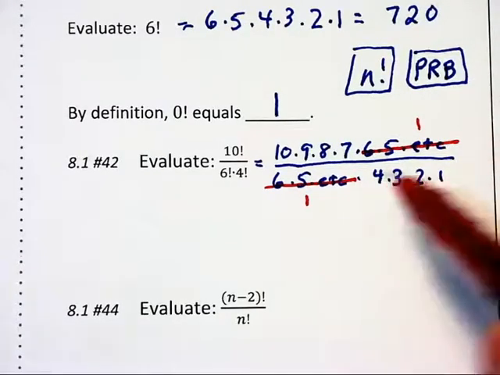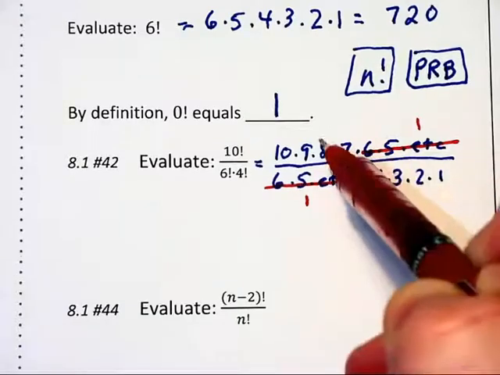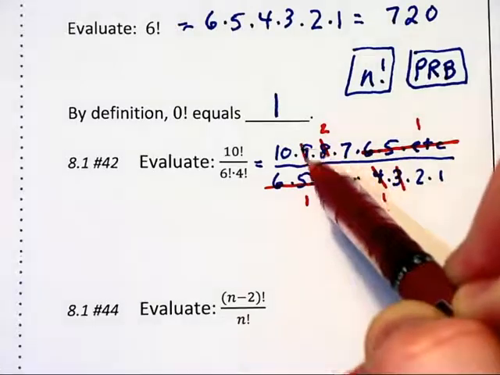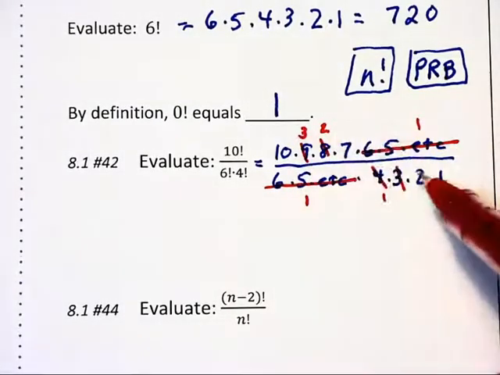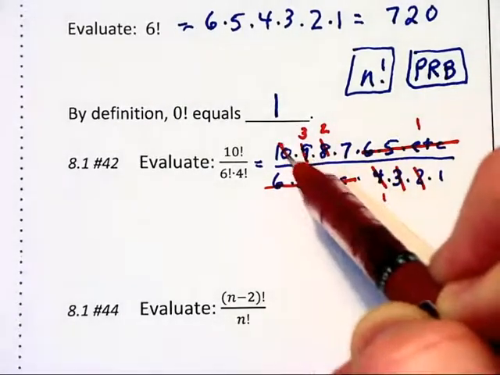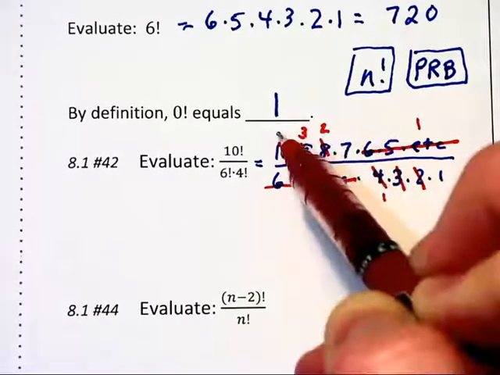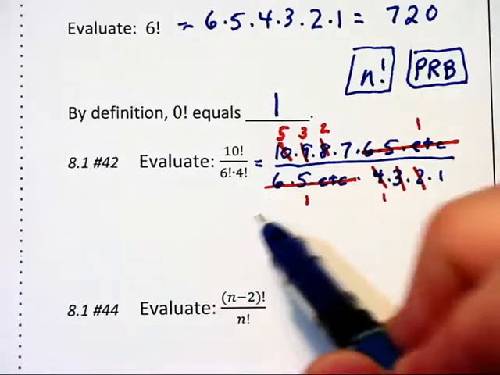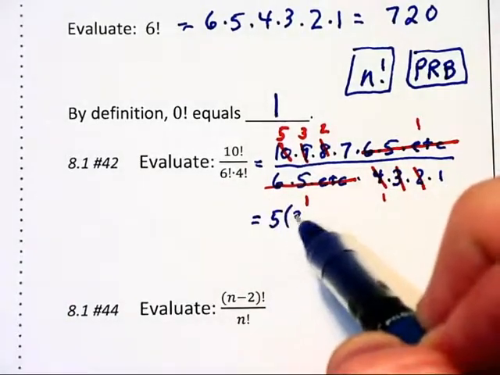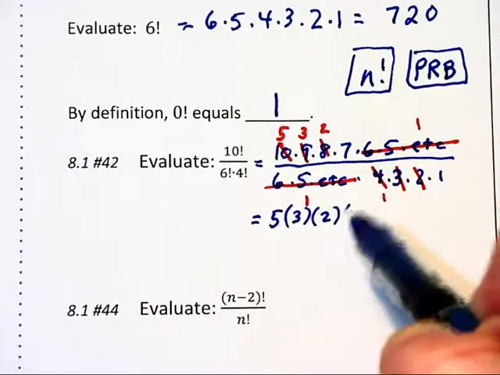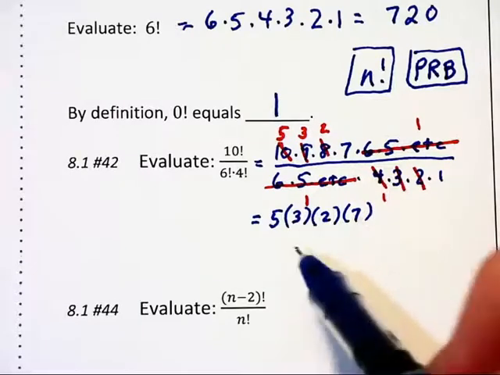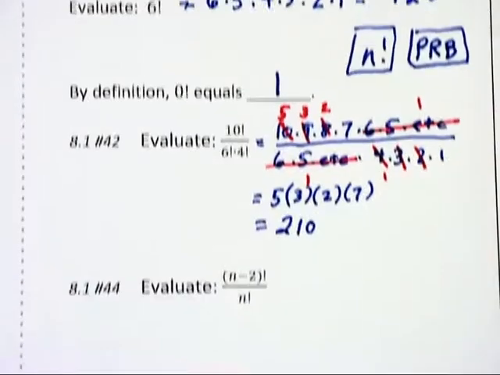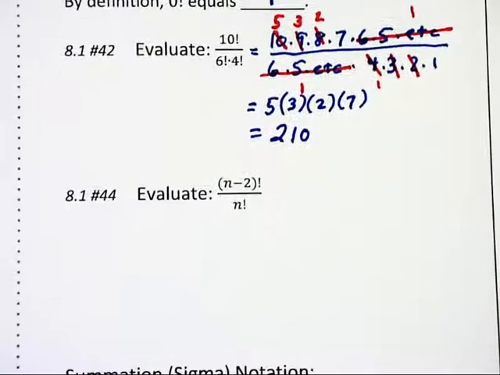Now, let's do some other cancellation. The 4 will cancel with the 8, giving us 2. The 3 will cancel with the 9, giving us a 3 up in the numerator. And then 2 will cancel with the 10, giving us 5. So we could multiply together all that is left. I have 5 times 3 times 2 times 7 up in the numerator, and that is going to give us a product of 210. Or you could do this on your calculator.